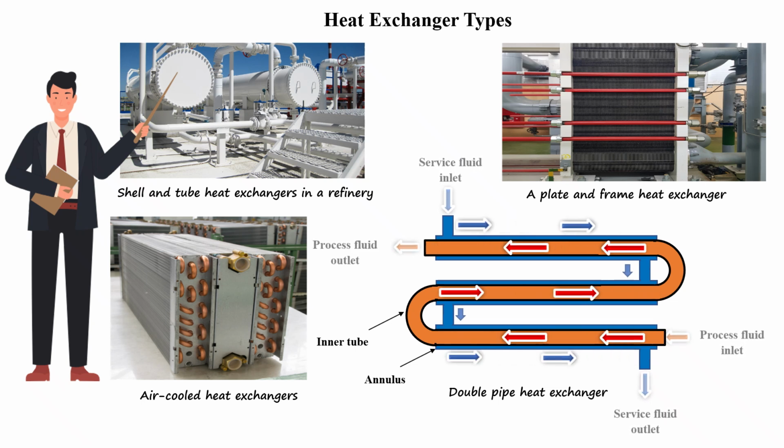If you have a look at the heat exchanger, the double pipe is a simple one, and it is composed of two tubes, one inside the other, and the flow is either in the annulus or the inner tube, and heat transfer occurs. So this equipment involves convection heat transfer.